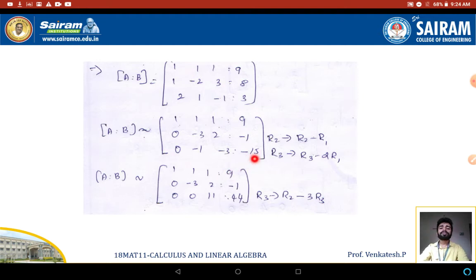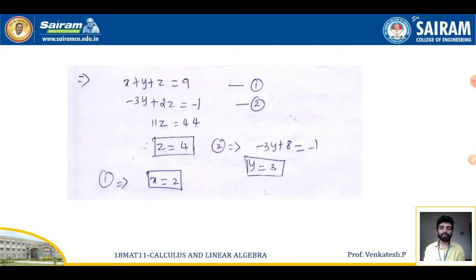Next, same thing here also, I'll be getting 44. So now we go to the upper triangular matrix. For this system of equations, I'm going to multiply the column matrix XYZ to get a new system of equations to find the values of XYZ. So what can I get here?